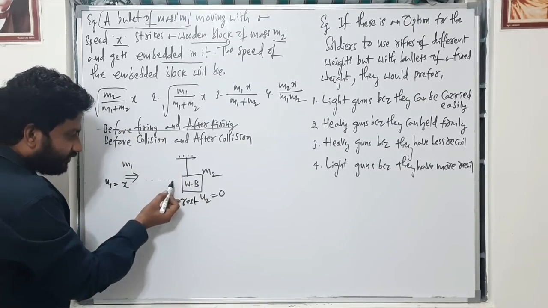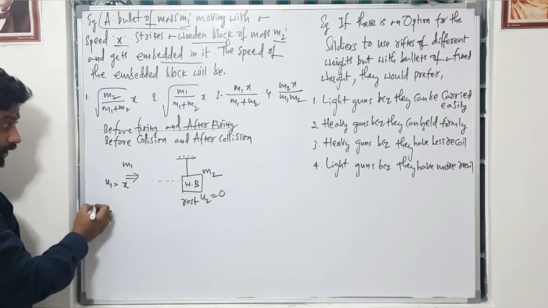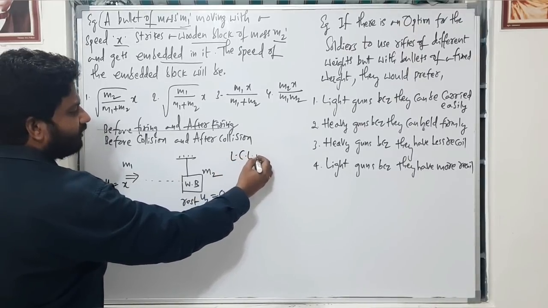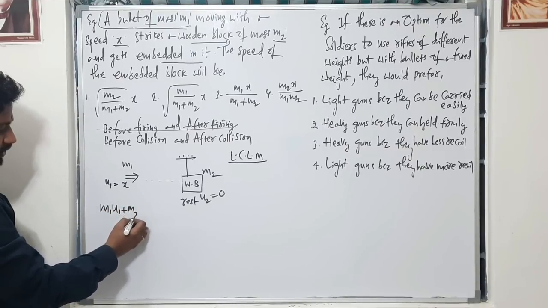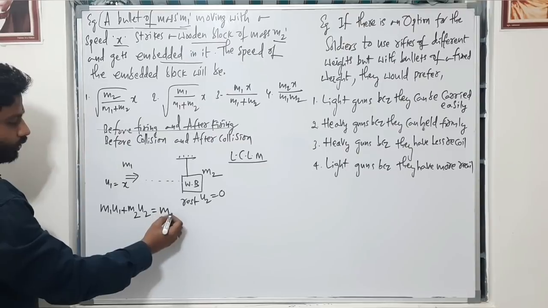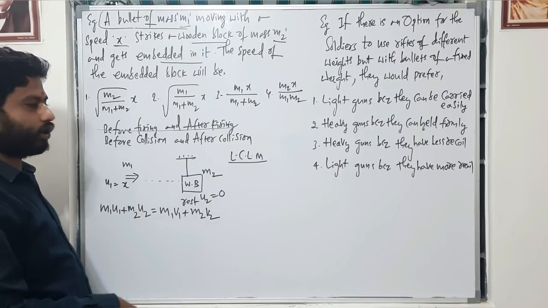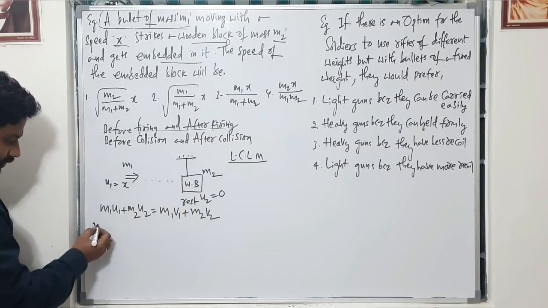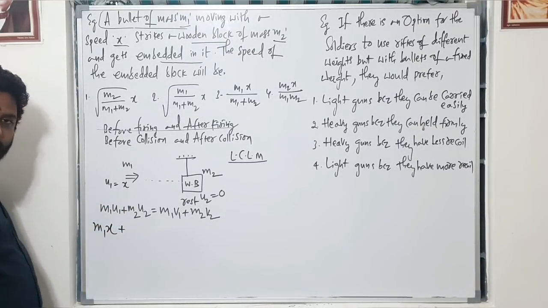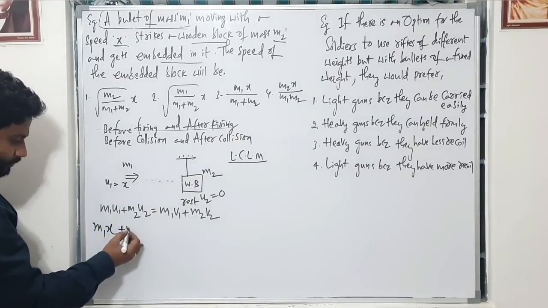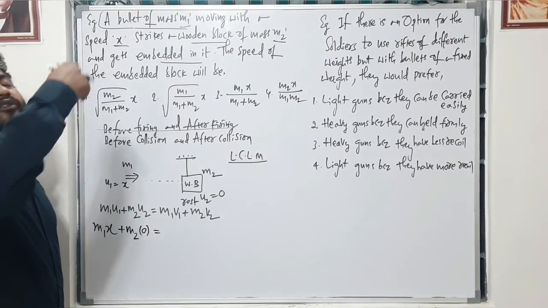This is before collision, and you can write the law of conservation of linear momentum. According to the law of conservation of linear momentum, m1u1 plus m2u2 is equal to m1v1 plus m2v2. Let's concentrate on before the collision. Mass of the bullet is m1. Initial velocity of the bullet is x. Plus mass of the wooden block is m2. Initial velocity of the wooden block is 0. Clear?